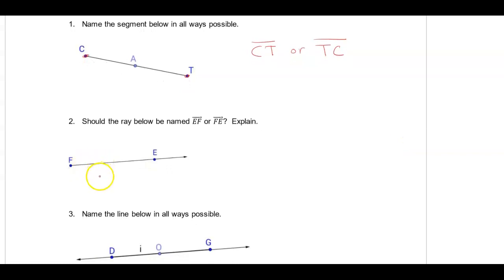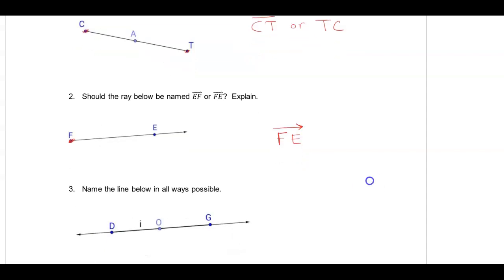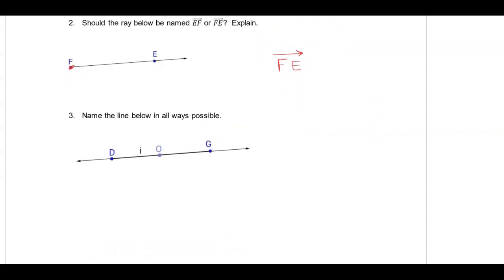Okay, number 2. The endpoint of the ray is F and it passes through E. So the only way to write this is ray FE. Make sure you put the ray symbol above the letters.